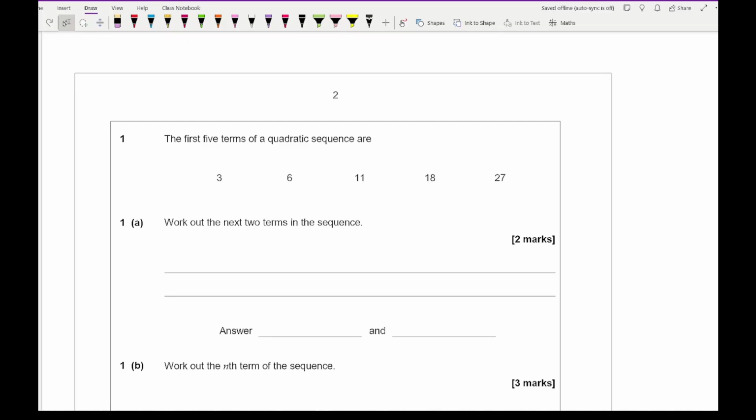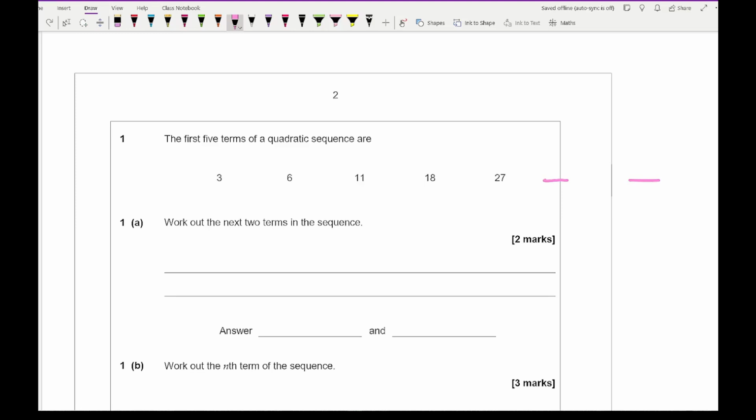So looking at question 1, it says the first 5 terms of a quadratic sequence are 3, 6, 11, 18 and 27. The question is asking us to work out the next 2 terms of the sequence. So what I'm wanting is this one and this one. Now, for 2 marks, personally you'd get 1 mark for writing each correct term.